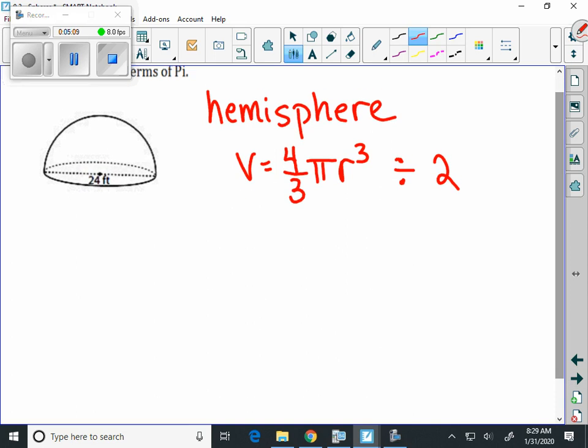Once again, when we look at the picture, we need to determine: do we have a radius? Do we have a diameter? In this one, we have a diameter. Our diameter is 24.